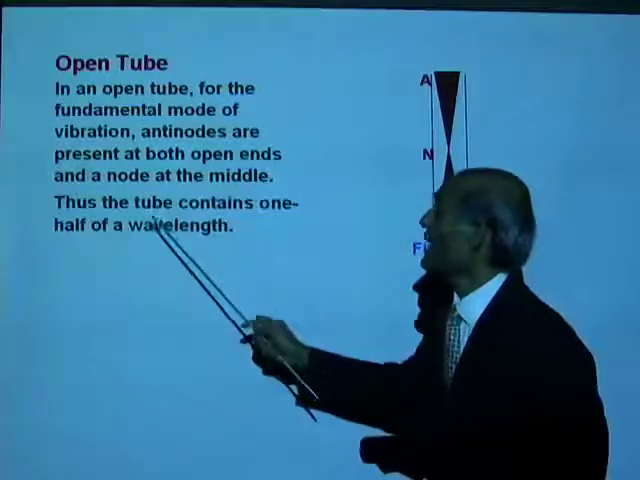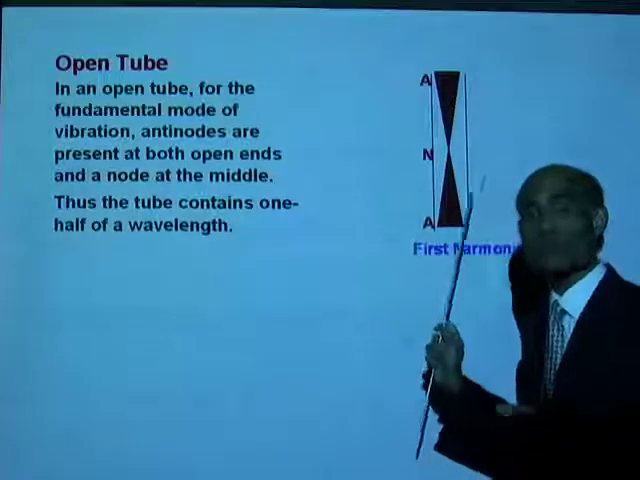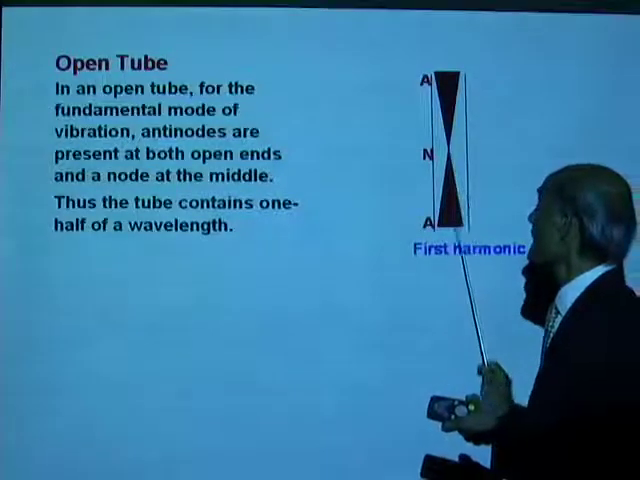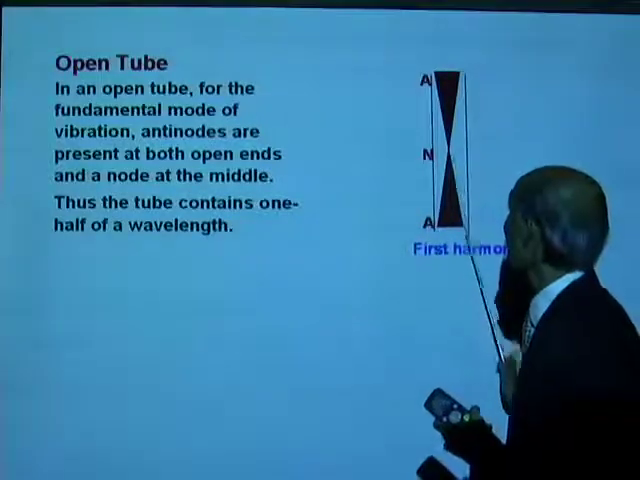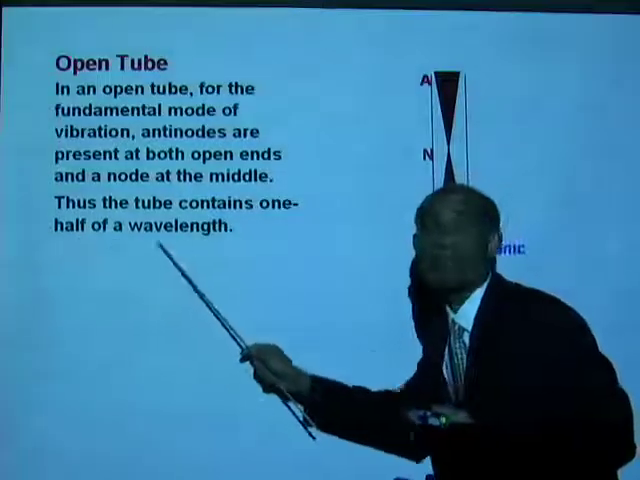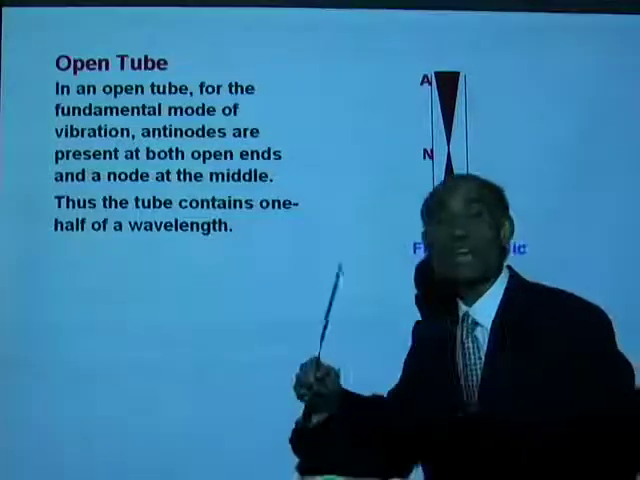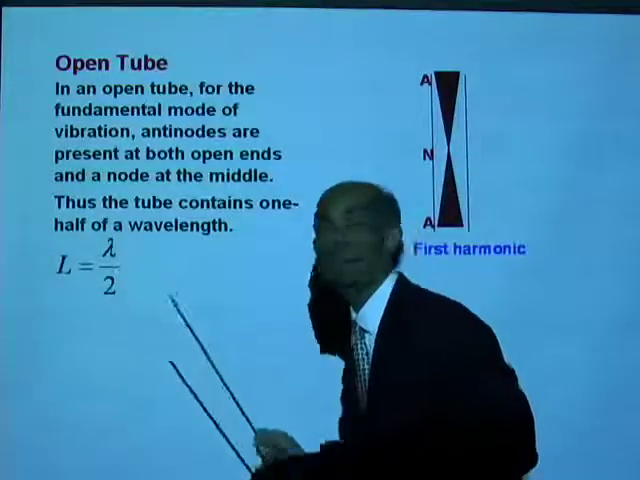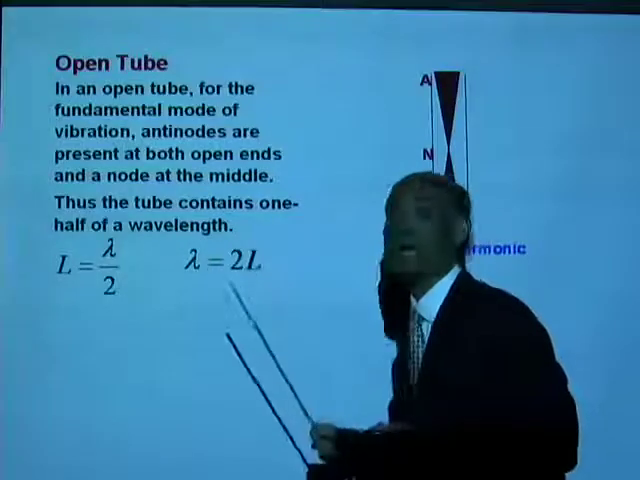Alright? Now, the tube contains how many wavelengths? Can you tell me how many wavelengths are in the tube? The distance between the node and an antinode is a quarter wavelength. So this will be 1/4 wavelength plus 1/4 wavelength, which is half of a wavelength. The length of the tube now contains half of a wavelength. So we say L equals lambda by 2, or lambda equals 2L.